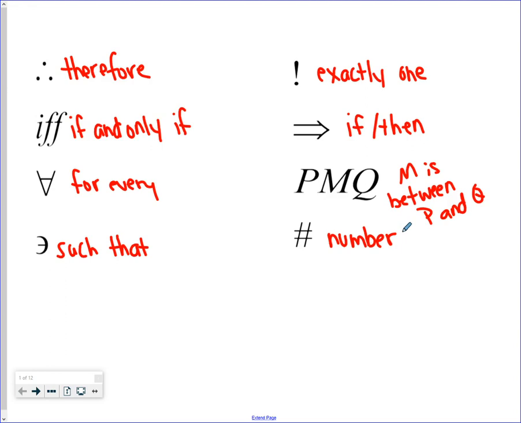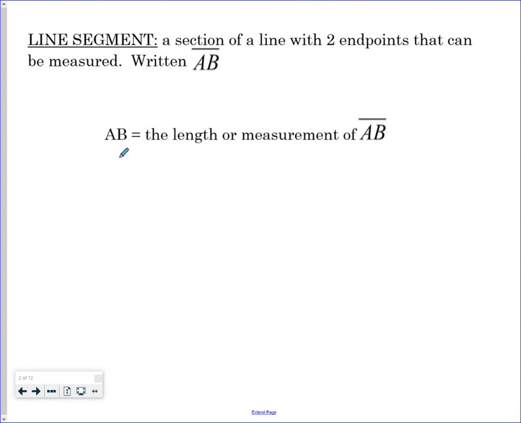We good? All right. Line segment. So yesterday we talked about a line, right? It extended forever in both directions with a double-headed arrow over it. Today we're talking about a line segment. You guys probably already know this. You've used this before, right?